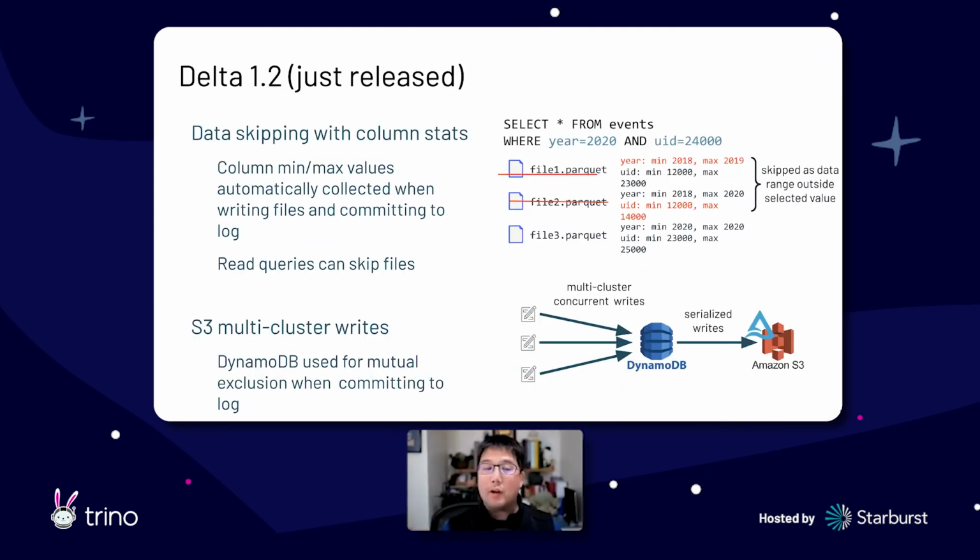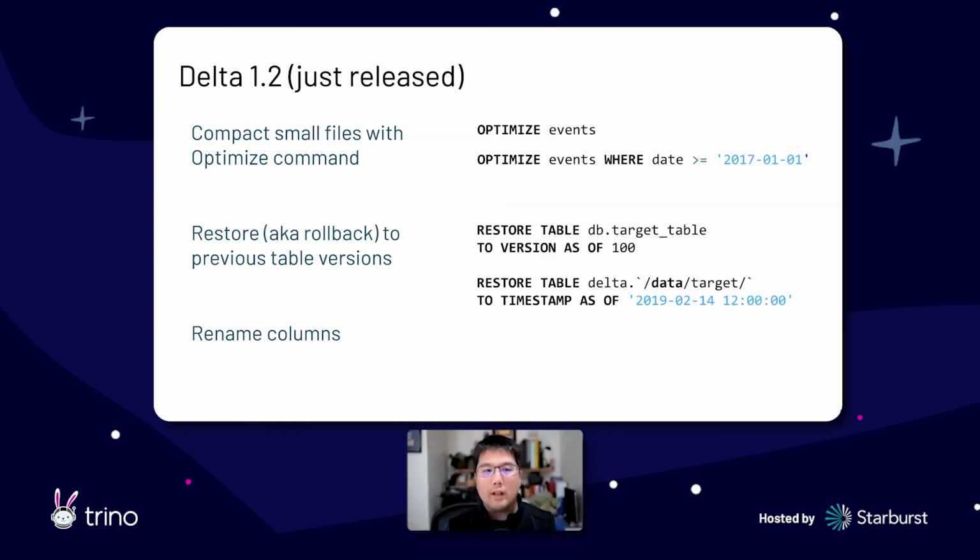So as part of Delta Lake 1.2, which was just released, we're also including things like data skipping with column stats. We already talked about the S3 multi-cluster writes, which was great. With the data skipping, I do want to call things out: the column min max values are automatically collected when you're writing files and committed to the log. That way, when you're running your read queries, like from Trino, you can go ahead and skip those files. You don't have to read those files directly. Pretty sweet. Also, things like compaction, the optimize command, are automatically included.